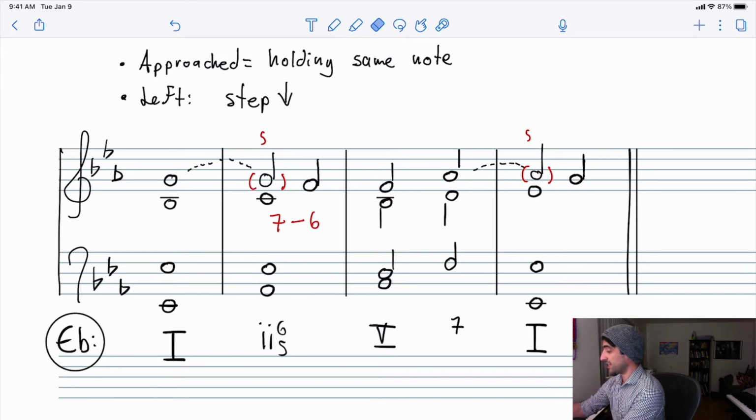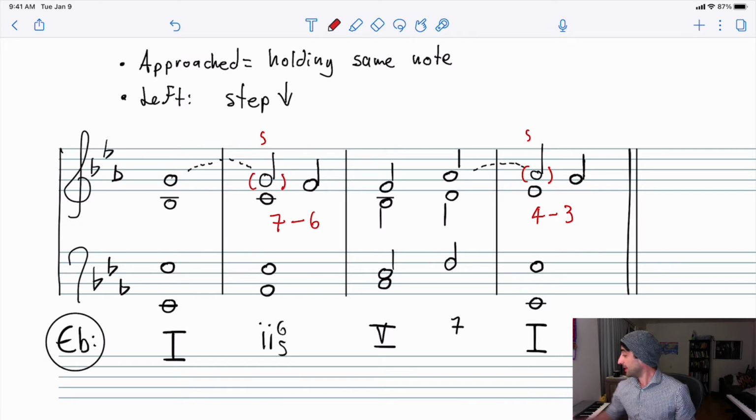So we could say that this is a 7/6 suspension. If we do the same with the last one, we see that from E flat to A, that is a 4th. So this is a 4/3 suspension. So that is all we need to do in order to label the suspensions.